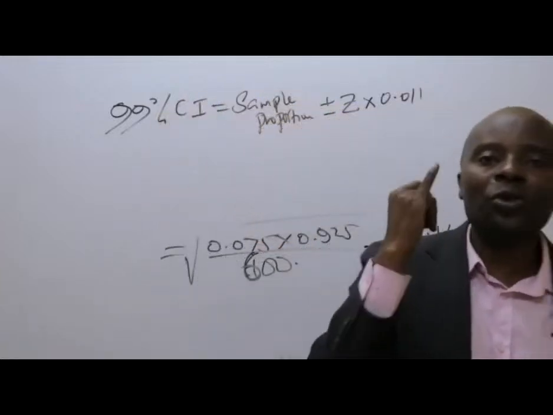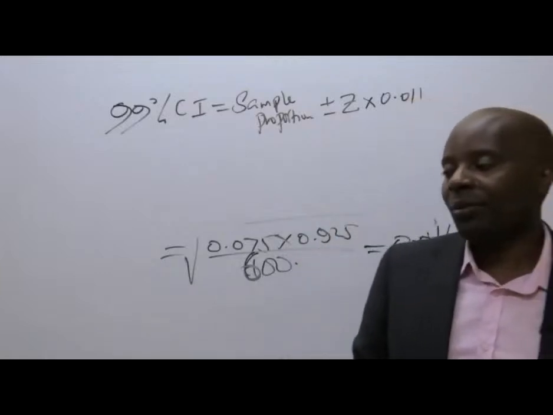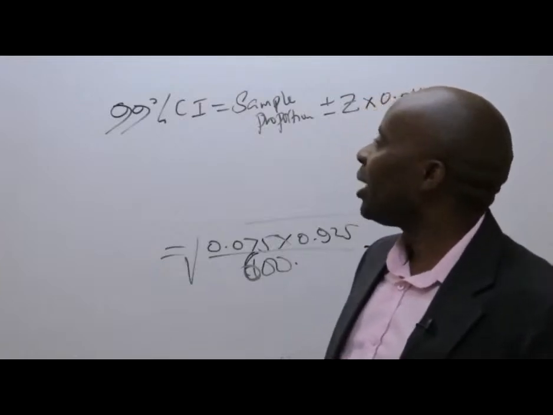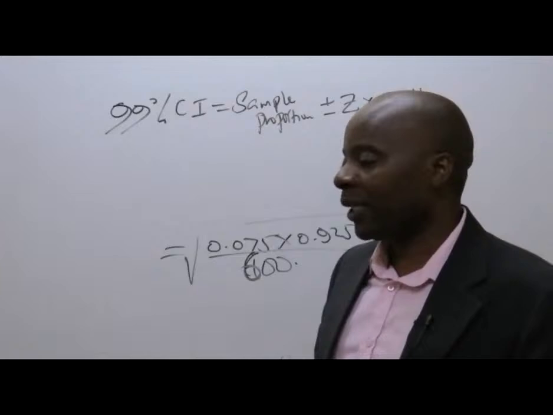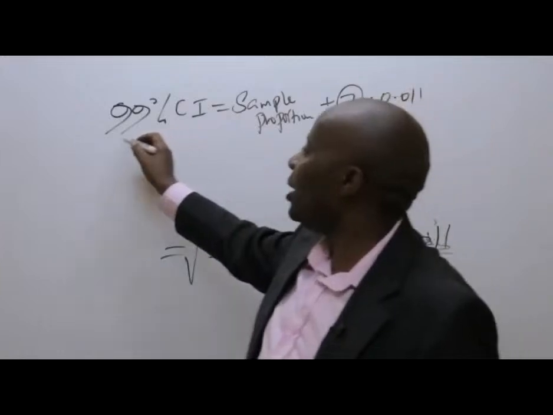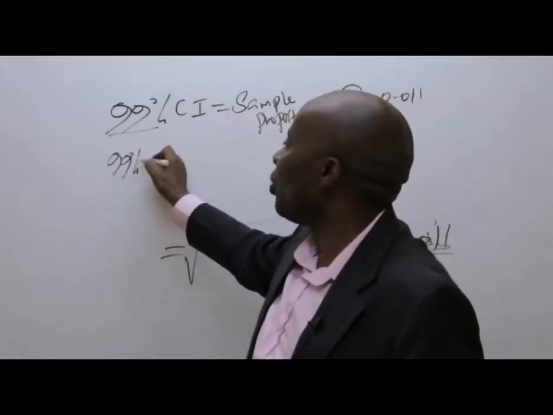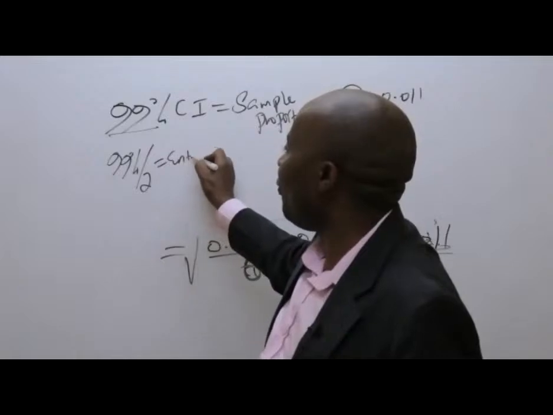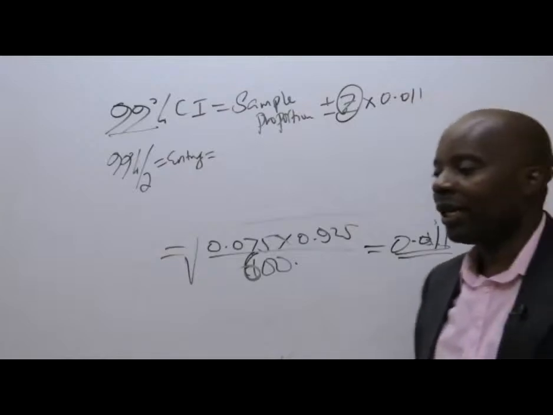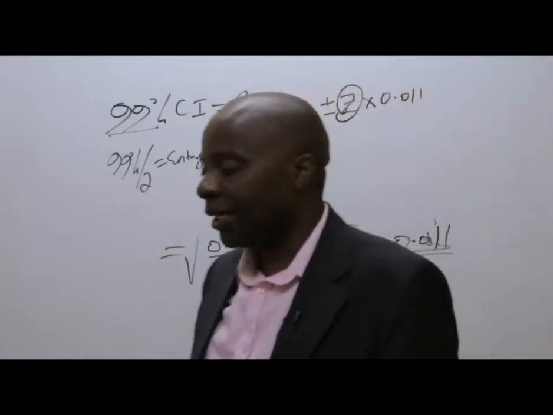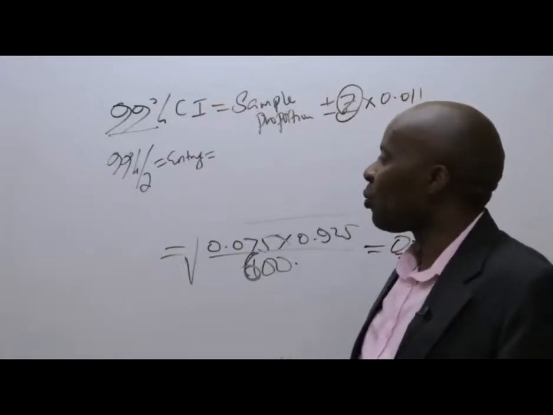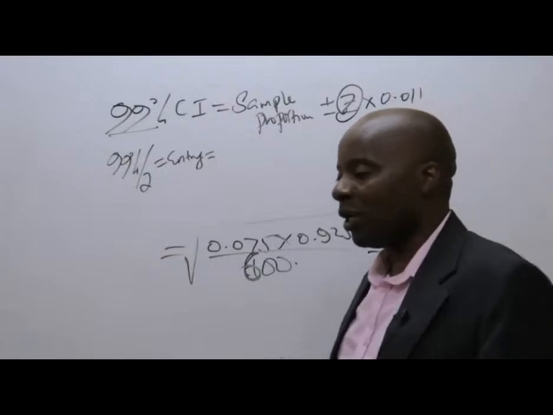Our N is a whole 600. It's more than 30. So then, ladies and gentlemen, the most important thing I would expect you to do, having realized that we want to work with the Z-score, is to take this 99%, divide by 2, and have your entry figure. Somebody give me that figure: 0.99 divided by 2. What do we have? We have 0.495.